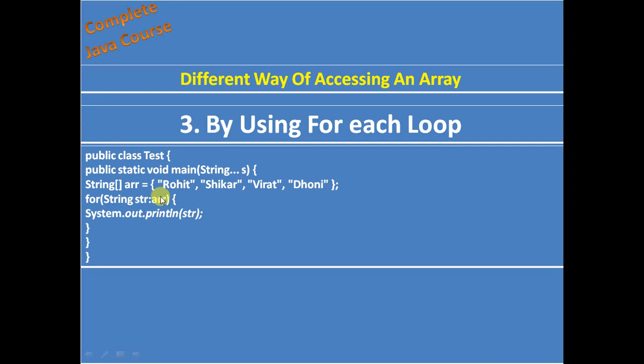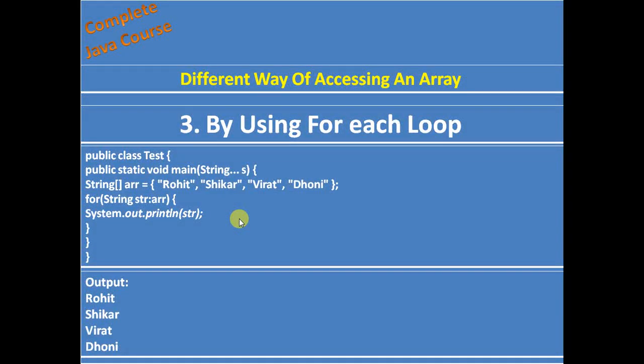this reference. So first it will pass Rohit in the str and we print the str, then it will pass Shikhar in the str, we print Shikhar, again it will pass Virat, we print Virat, then at the last it will pass Dhoni and we print Dhoni. So you will get this output.